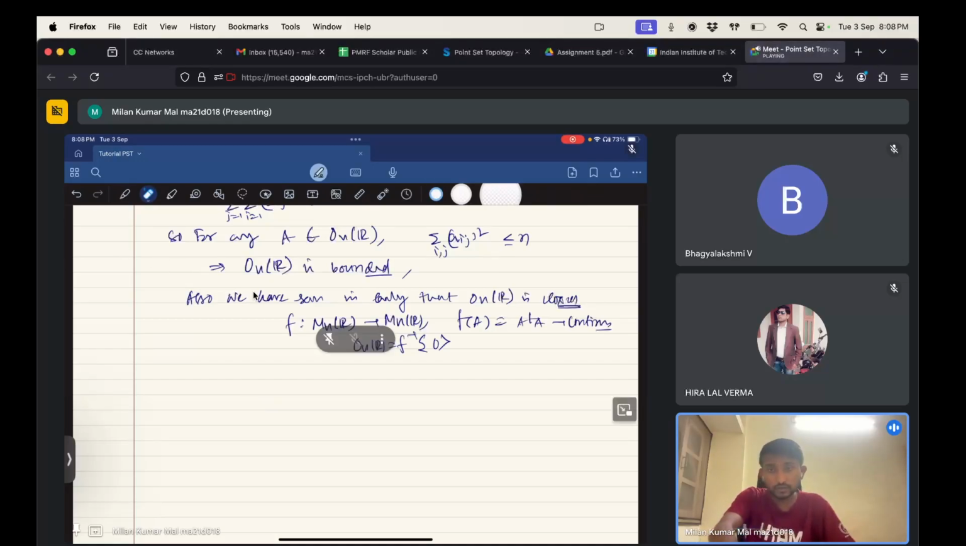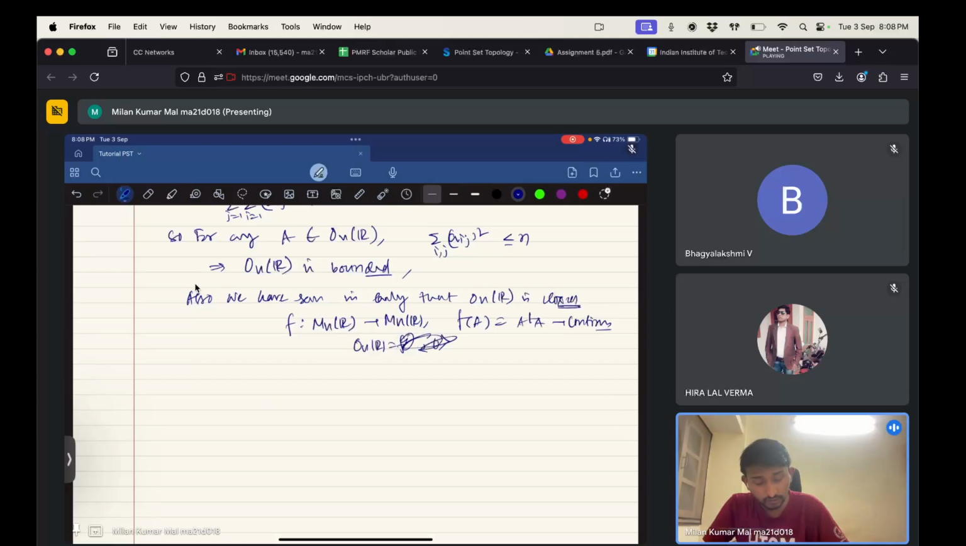So that's why it is closed, because that is the inverse image of a singleton set, right? This is closed, and if the function is continuous, the inverse image of a closed set is closed. So that's why one is closed.